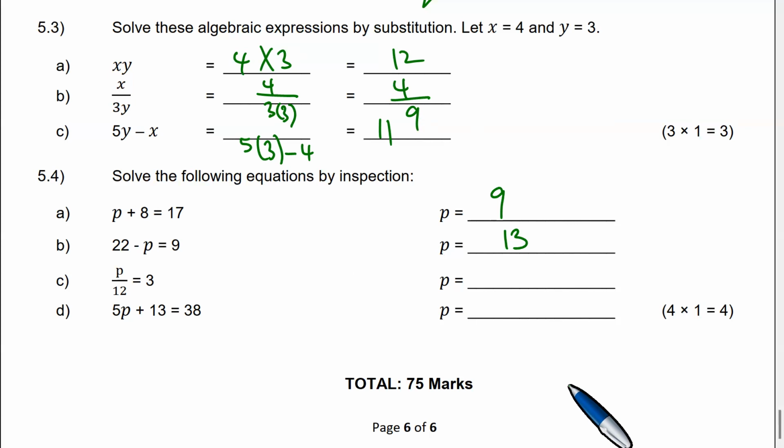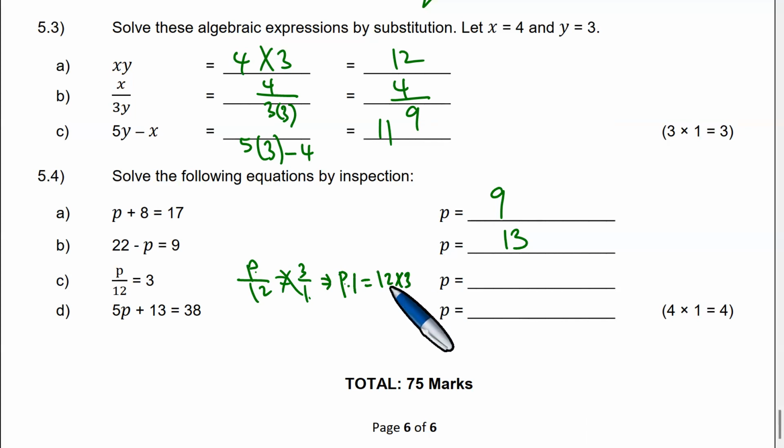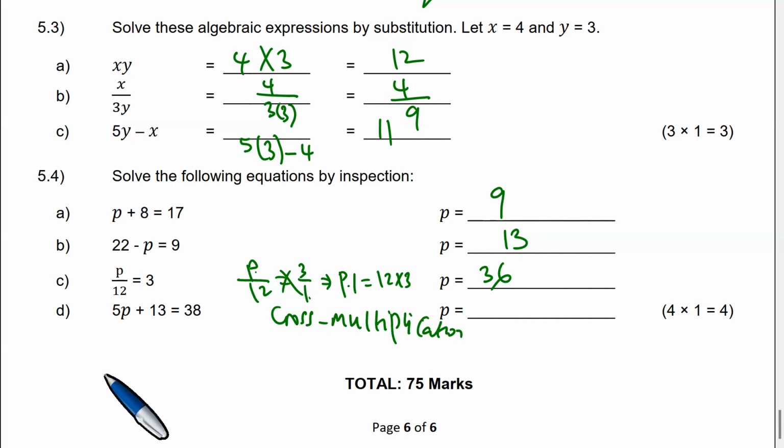So six. How did you get 6? What did you say? Did you say 6? Wait, no. So is it 4? How did you get 4? Doesn't 3 go into 12 4 times? Okay, it's not division. We have P times 1. What is P times 1? P. Times 1 is P. 12 times 3 is what? 36. This is called cross multiplication. This is called what? Cross multiplication. Right. What is the answer to D?